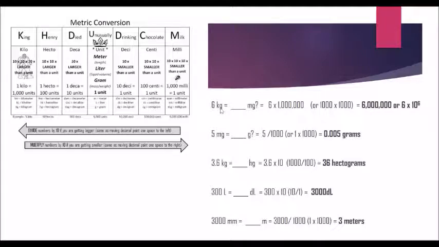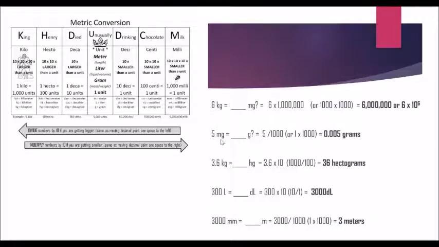So that means 6 kilograms equals 6 million milligrams. But what I actually did is I multiplied 6 times 1 million, because it takes 1,000 of the units to make 1,000 milligrams to make 1 unit, and then another 1,000 of this unit to make 1 kilogram. So that means it takes 1,000,000 milligrams to make 1 kilogram.